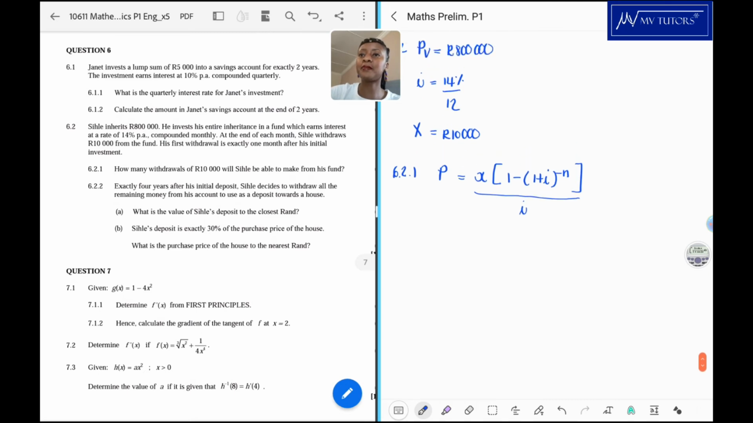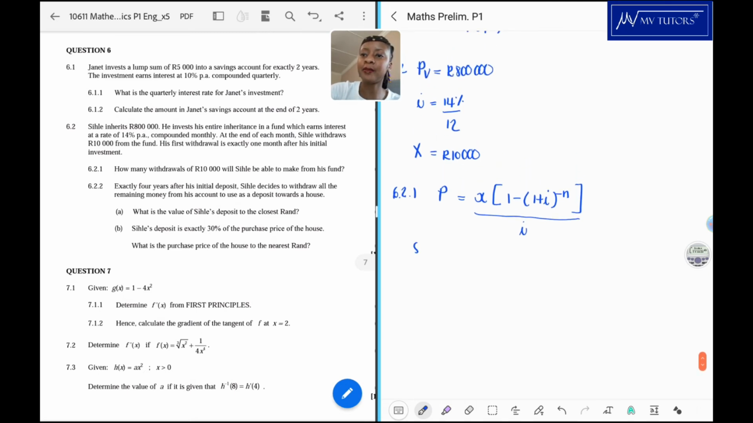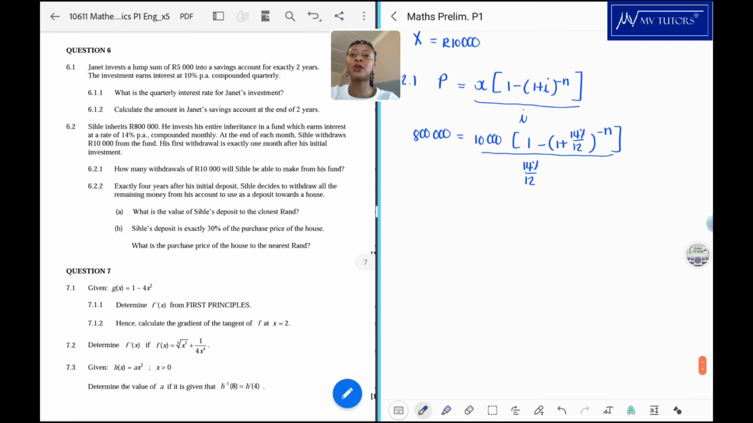So we know that the P value is 800,000, and then we know X is 10,000. And in the bracket we have 1 minus 1 plus the interest, 14% over 12, and we're trying to get N. That is the whole objective of this question, to calculate what N is. So now I'm just going to make N the subject of the formula.